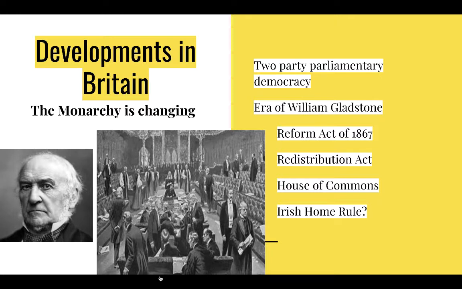So in Britain, the monarchy is starting to change a bit. A two-party parliamentary democracy is developing. The Queen is still the head, but in general, we have the prime minister gaining more power, and this is really the era of William Gladstone, who will be the prime minister for most of this.